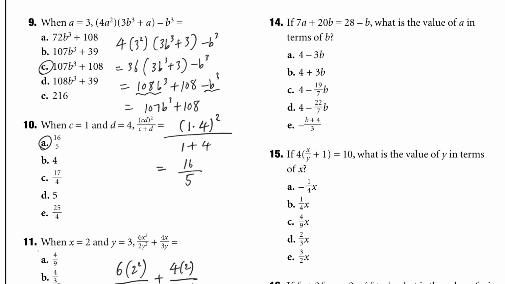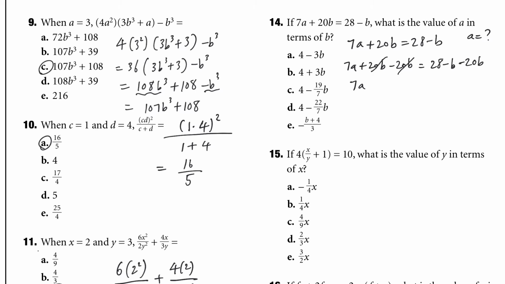Let's move on to question number 14. If 7a plus 20b is equal to 28 minus b, what is the value of a in terms of b? So again, I'm going to rewrite this equation. Now I want to solve for a. So what is a in terms of b? That means I want to move everything other than a to the other side. So first step is to subtract 20b from both sides. Why? Because then I can get rid of these.